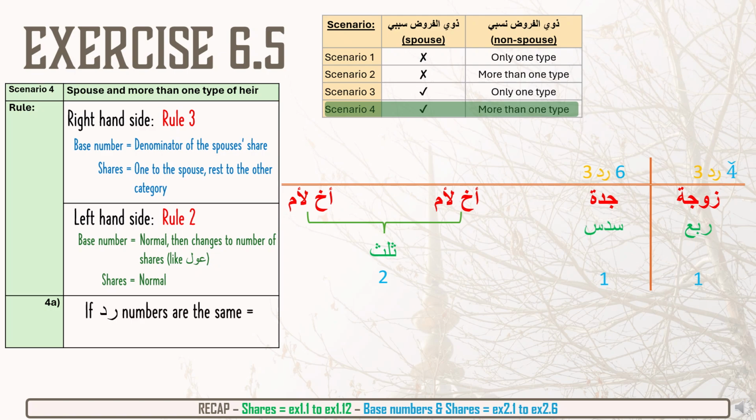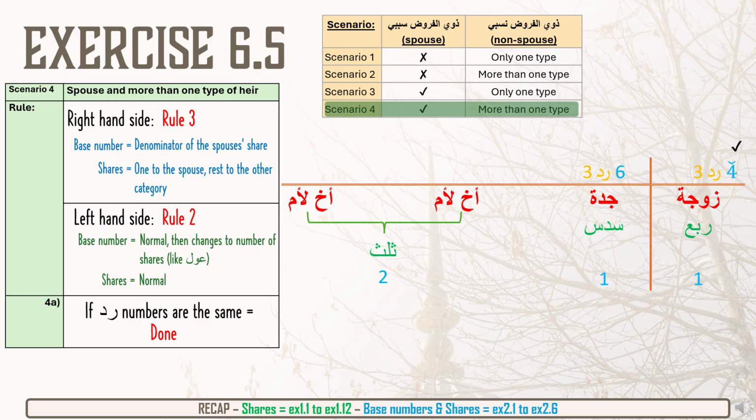If the radd numbers are the same, then no further action is required. The answer is complete. So here, let's check our radd numbers. Well, the radd number on the left hand side is 3, and on the right hand side is also 3. Since the 2 radd numbers are the same, the answer is complete. 4 will be the base number, the one on the right hand side. I put a tick on that. And the shares are 1, 1, and 2.